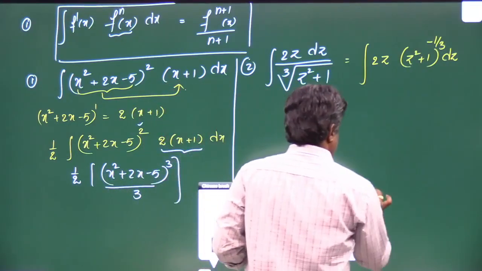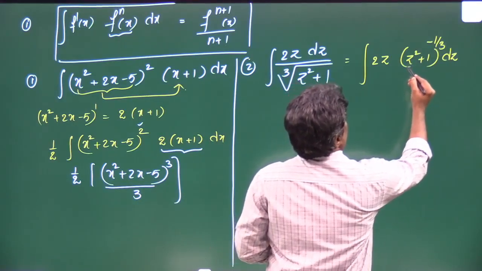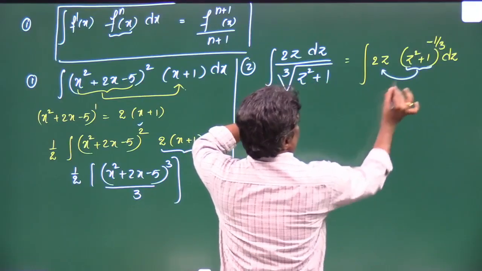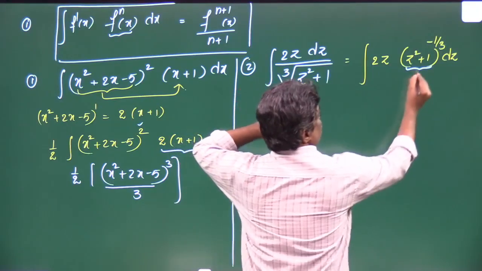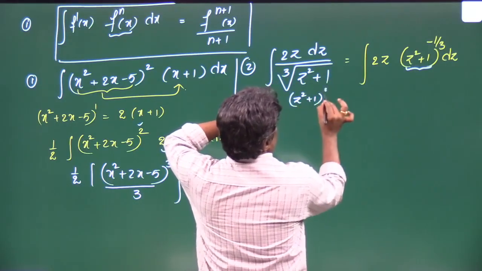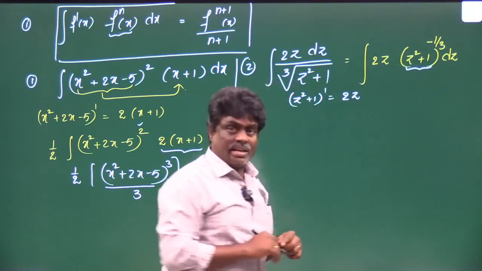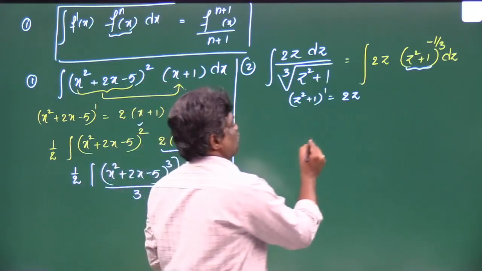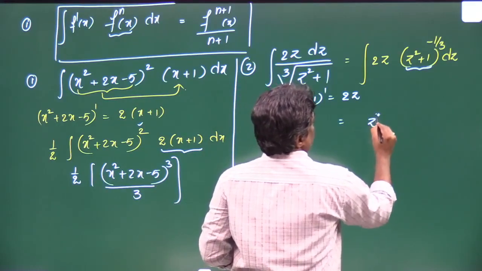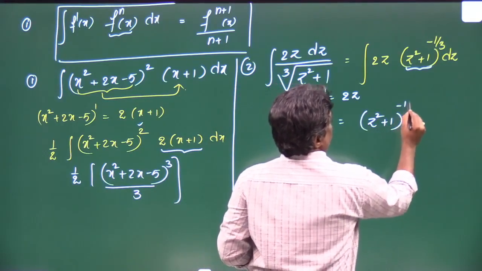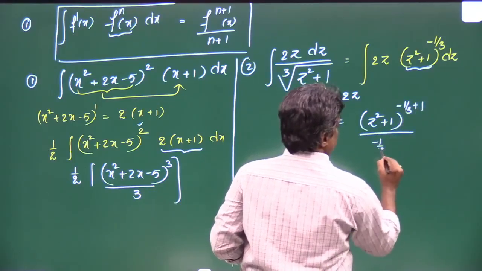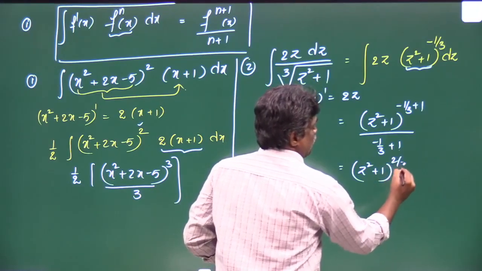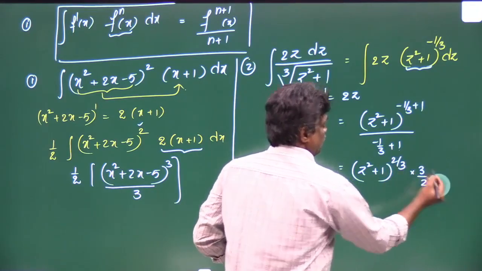Okay. Now please check whether you have the differentiation of this function here or not. So let us take the differentiation. This is my function. Z square plus 1 differentiation is nothing but 2z. Oh, absolutely it is there. So f dash of x, f power n, simply f power n plus 1 by n plus 1. That is the direct answer. Z square plus 1 whole power n plus 1, that is minus 1 by 3 plus 1. So that is z square plus 1 whole power 2 by 3 into, that is 3 by 2. Same answer.